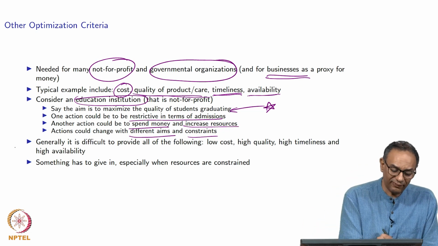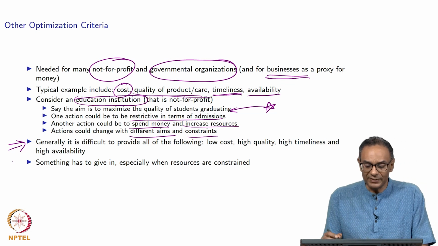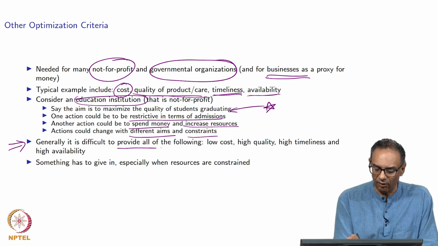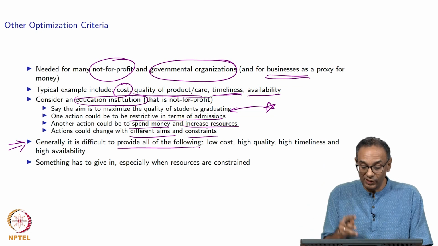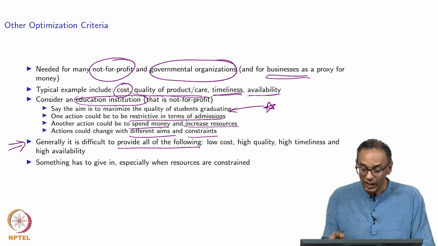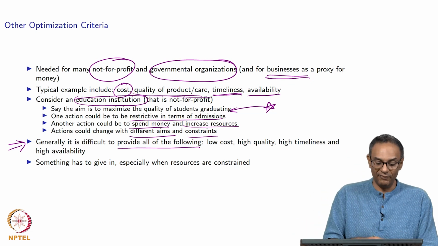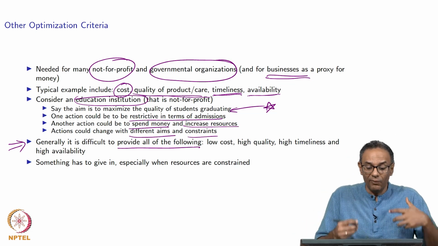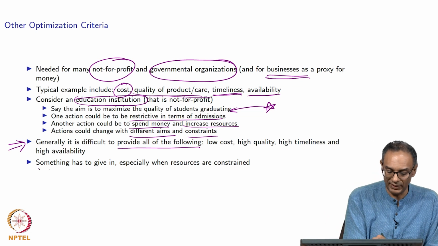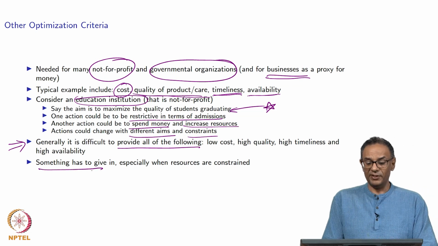Now, this is a fact of life. It is very difficult to provide all of the following. You cannot give low cost and high quality and highly timely stuff as well as high availability. It's not possible to do all this. You always have to give in. Something has to give in, especially when you have constrained resources.